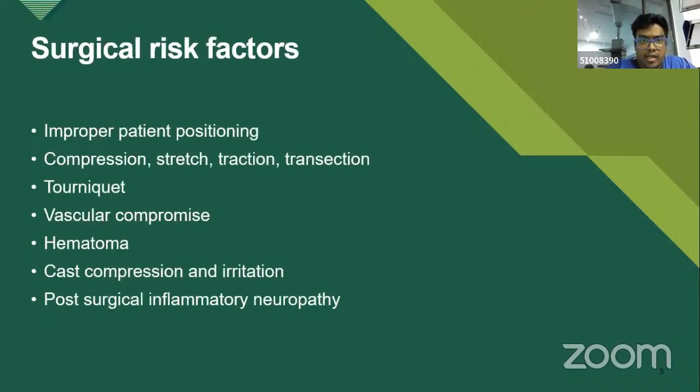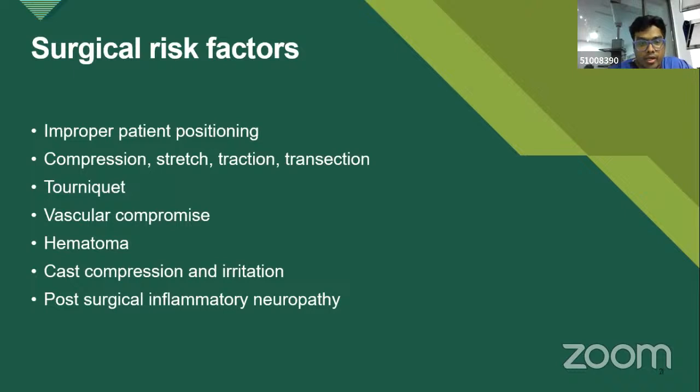Now, the surgical risk factors, which are very important in nerve injury, because it's not only the nerve block that we are giving that is going to produce nerve injury. Improper patient positioning, of course, is from our side, and the compression, stretch, traction, and transection that the surgeon can do to the nerve when doing open reduction and internal fixation, say in orthopedic surgeries. Then the tourniquet that we use causes pressure ischemia directly to the nerves as well as to the blood vessels, and the vascular compromise and the hematoma of the surgery, then the cast compression and irritation. And there is something called post-surgical inflammatory neuropathy, which we will have to know, because a patient who has post-surgical inflammatory neuropathy can present to you with nerve injury. As such, your nerve block would not have caused it.